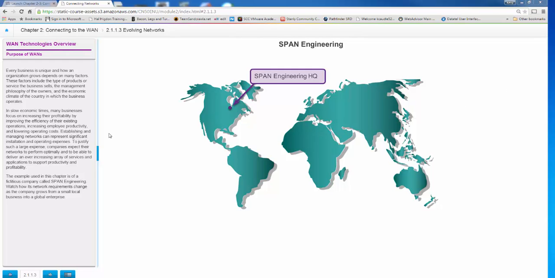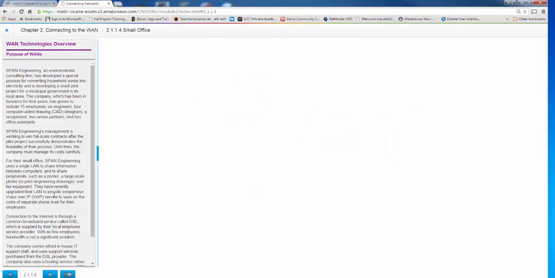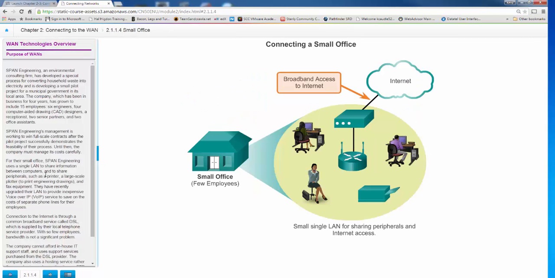Now, we're going to start out with a small company called Span Engineering. They're a small company that started out with just a small office. They have basically 15 employees or so, some engineers, and in the beginning it was perfectly fine to have just broadband access to the internet. One of the things I always get kind of tickled about is the idea of high-speed internet in the home. We talk about high-speed internet, and if you've got 15 megabits per second in the United States, then you've got a pretty quick internet connection in the US.